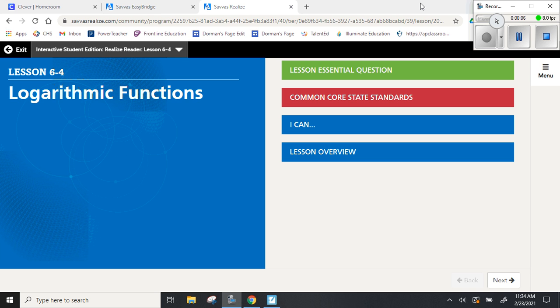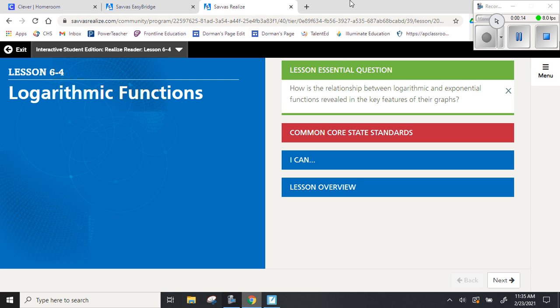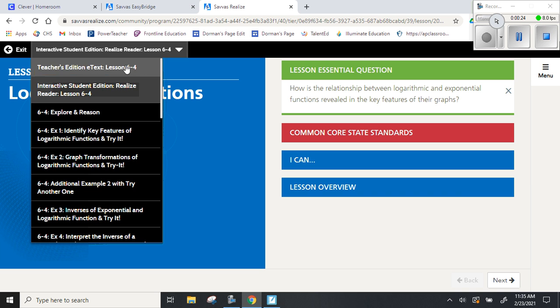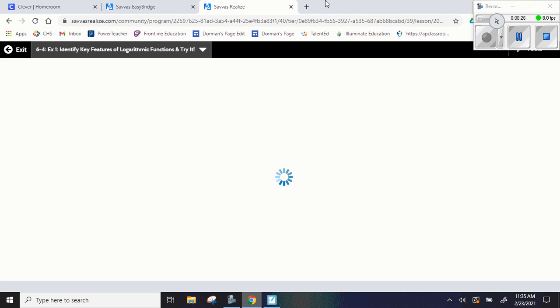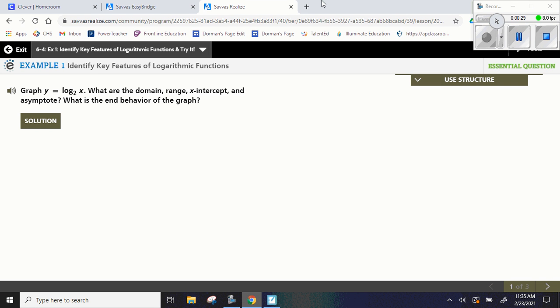We're going to talk about logarithmic functions, the graph of the logarithmic function. So our essential question today is, how is the relationship between logarithmic and exponential functions revealed in the key features of their graphs? So let's first look at the graph of log base 2 of x.